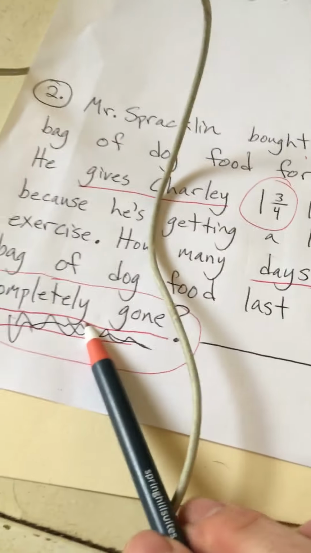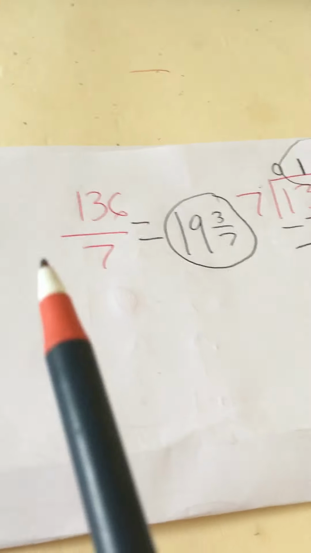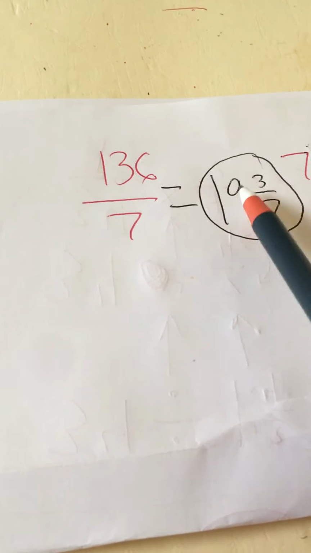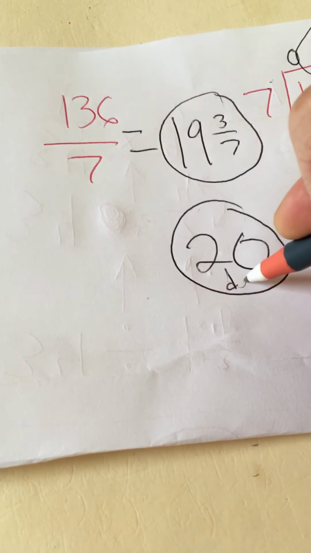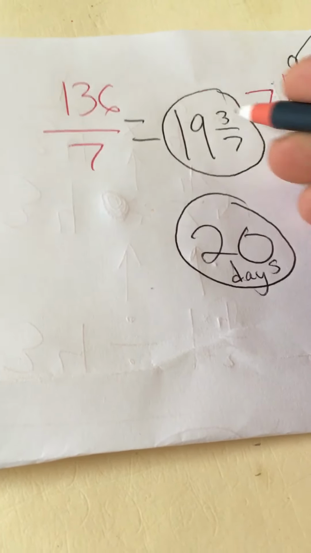So he's still going to have some left over. It says how many days until it's completely gone, so it is more than 19 days. It's 19 days plus 3/7 more of a day, right? So more than 19 days. He's going to need to go to the 20th day. So it's going to last 19 days plus a fraction of a day.